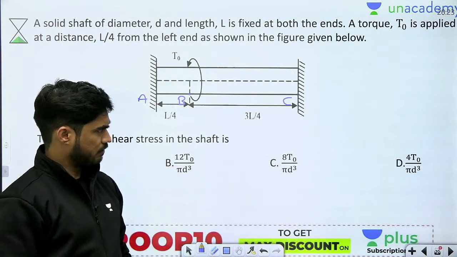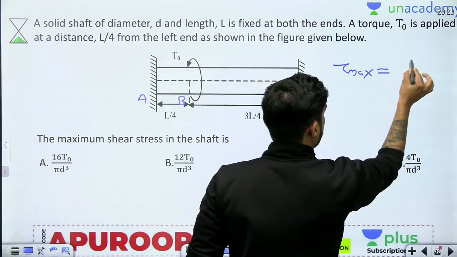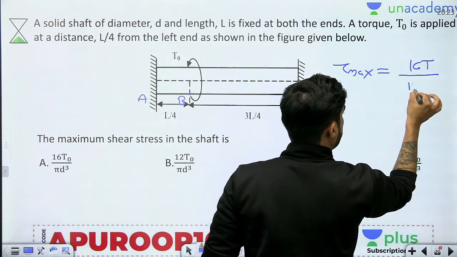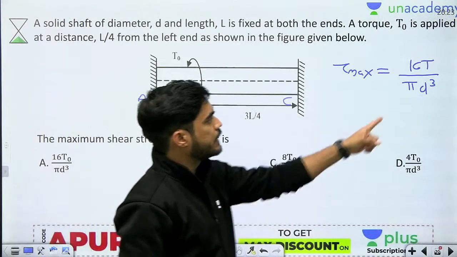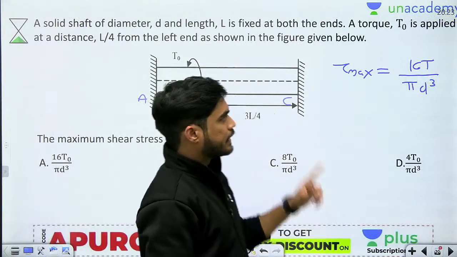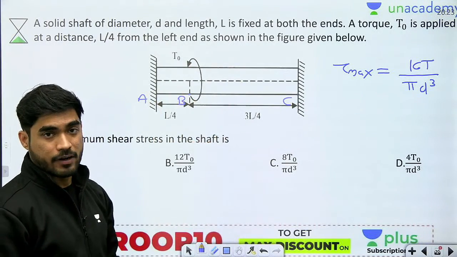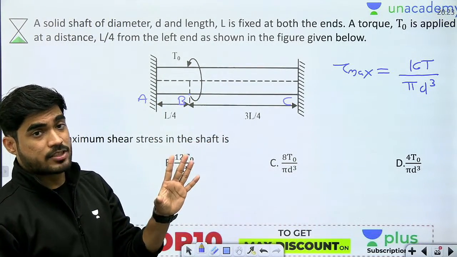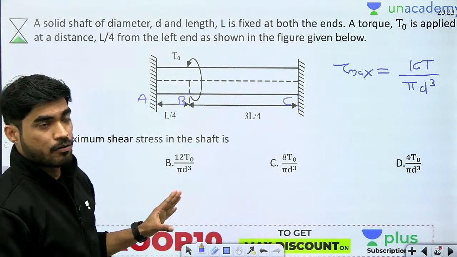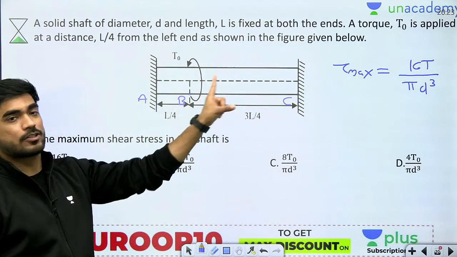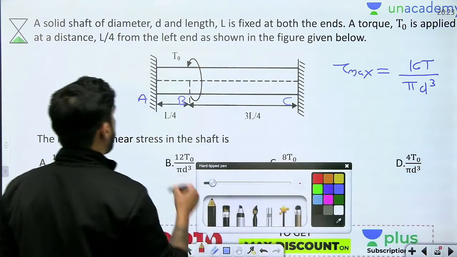What is the equation of tau maximum? Tau maximum is 16T by pi d cubed. So in order to calculate tau max, you need diameter and you need torque. Diameter is same, but torque in AB and BC will be different. So maximum shear stress can be in AB or BC. It will depend upon how much torque is in AB and how much torque is in BC. So in order to calculate that, I need to find the reactions.